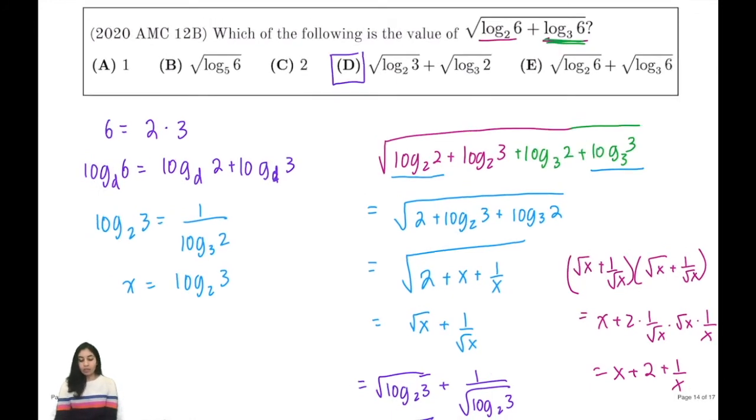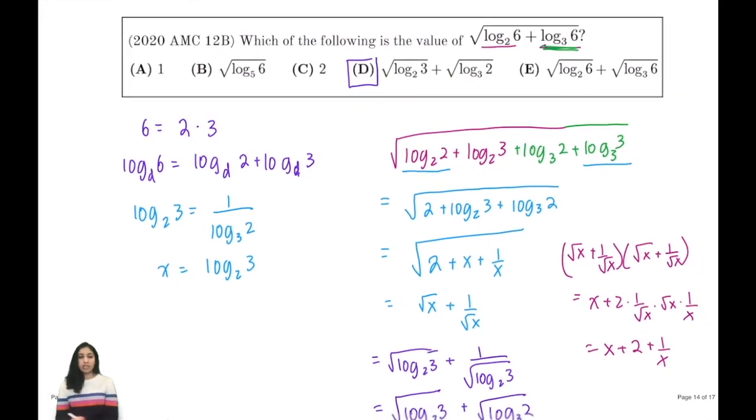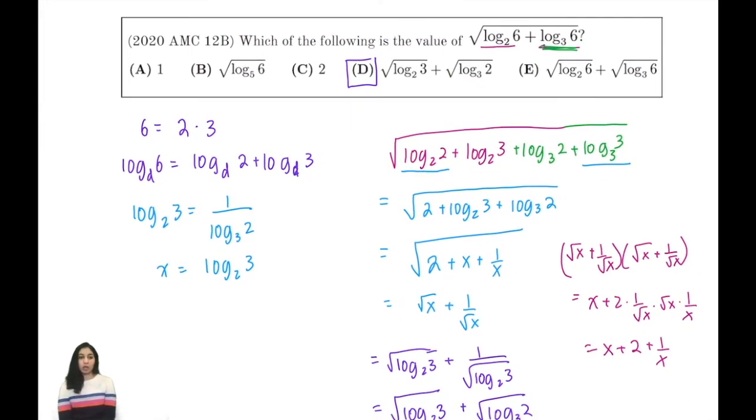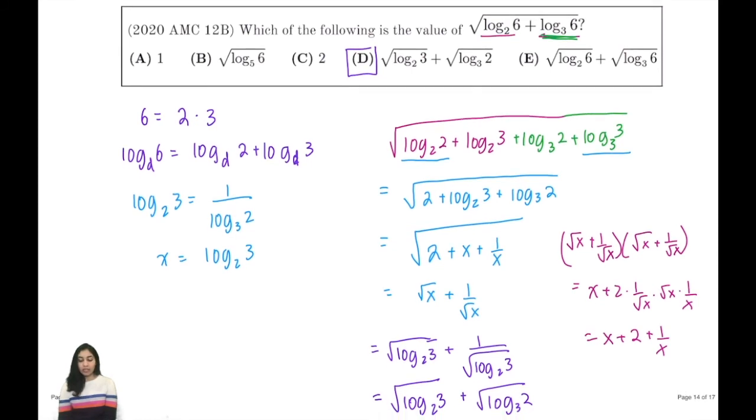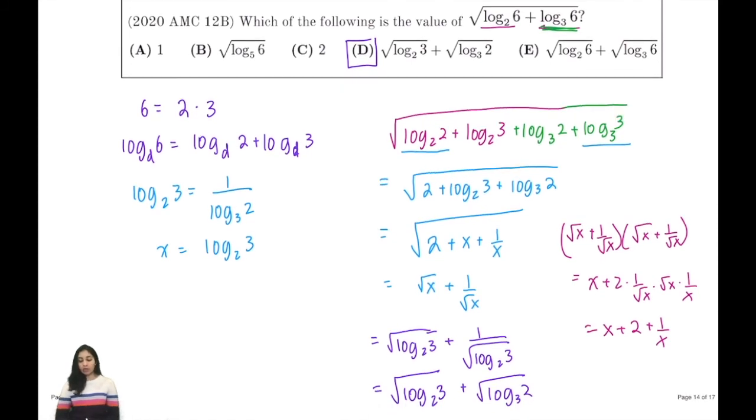So just to recap, in this problem we saw that 6 is equal to 2 times 3, so we could express log base d of 6 as log base d of 2 plus log base d of 3. We plugged it into our expression, simplified, and used our formulas to get that our answer was log base 2 of 3 plus square root of log base 3 of 2.